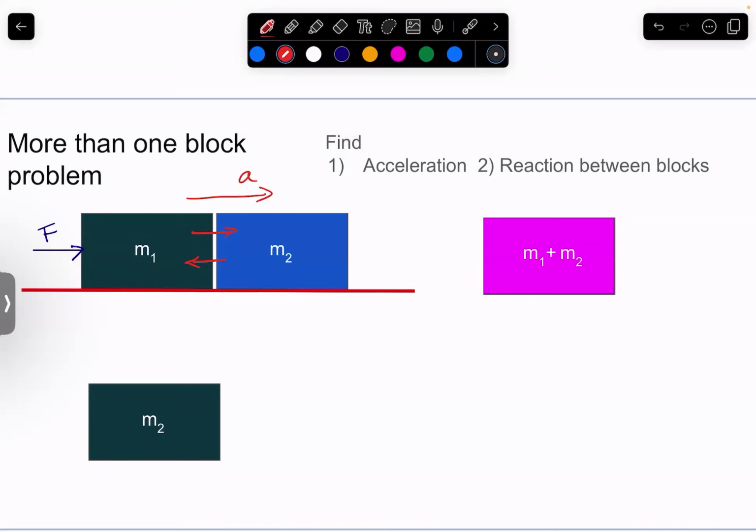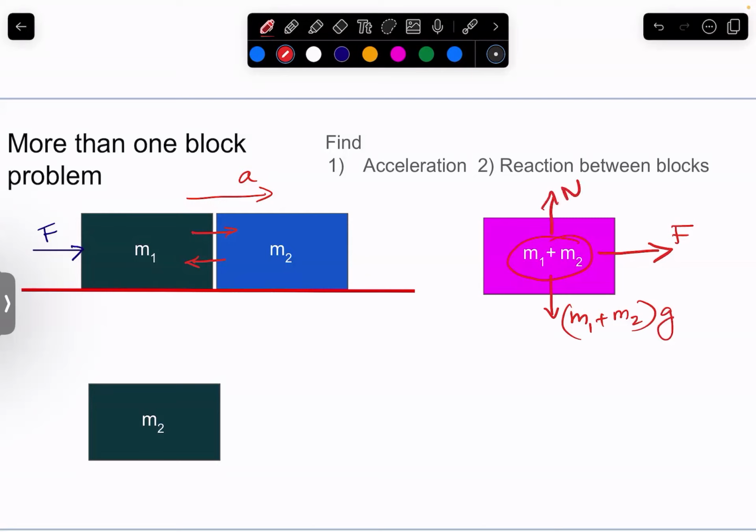First, for finding acceleration, we have to consider these 2 blocks as one system, because this force is trying to push both the blocks, right? So let's consider these 2 blocks as a single system of mass m1 plus m2. Then drawing the free body diagram, it will be like this. F is acting, the weight of the body, m1 plus m2 times G, is acting downwards, and the reaction force is acting upwards.